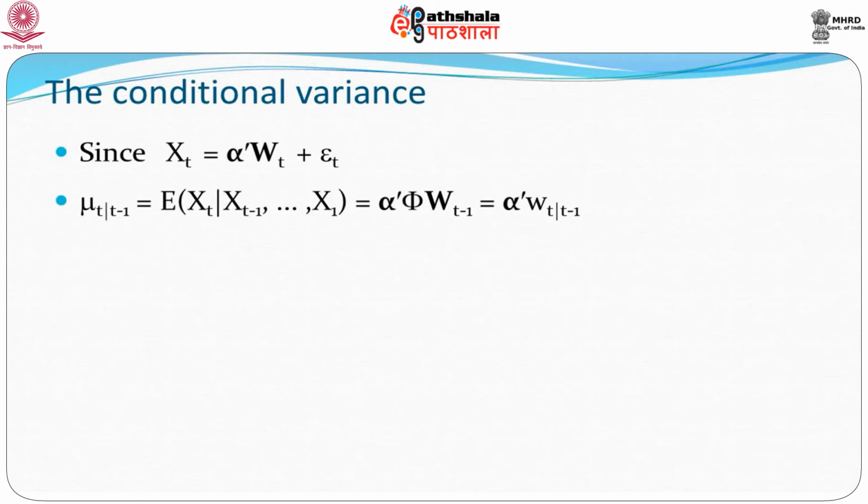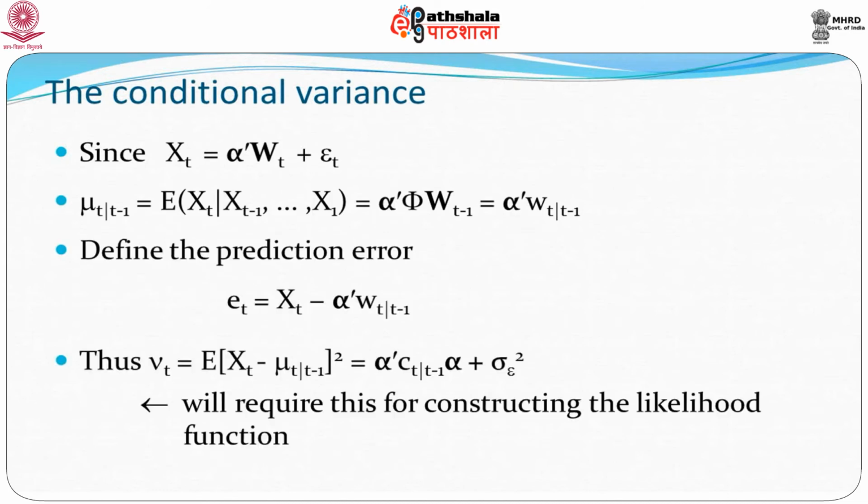Now, let us look at X t equal to alpha prime W t plus epsilon t. If we look at the conditional expectation of X t, we have seen that this is mu t given t minus 1. This would be given by alpha prime phi W t minus 1, because the epsilon term has 0 mean, so that does not count, and the expectation of W t we have seen is phi W t minus 1 given the past, and therefore we can write this as alpha prime W t given t minus 1.